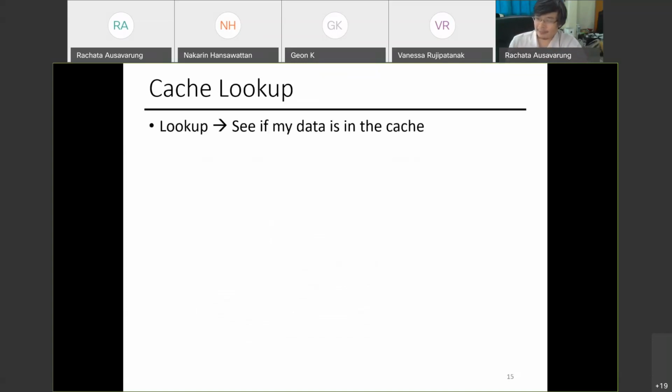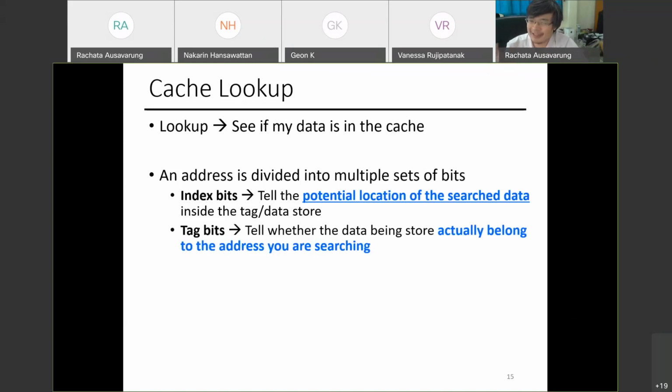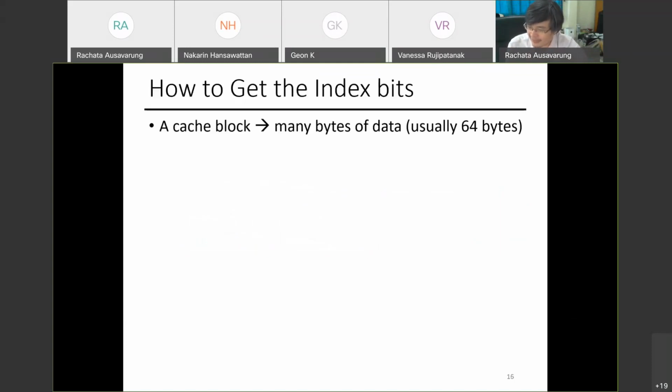The process of looking up is essentially to check if I have my data in the cache or not. An address is divided into multiple bits. The first important piece of information is the index bits. This tells me what set I am going to. The next piece of information is the tag bits, which tell me, okay, I know it's going to that set, here is the ID of my cache block that I'm looking at, so that I can check if the data is there or not. So how do you get both the index and the tag bits?